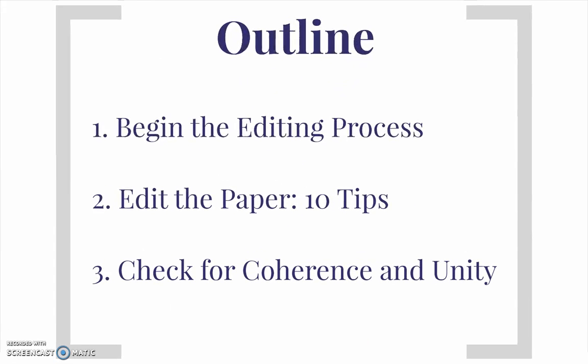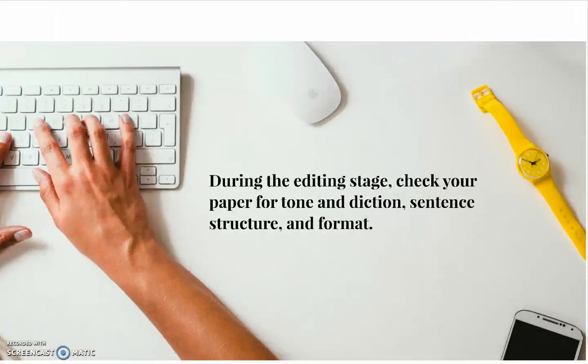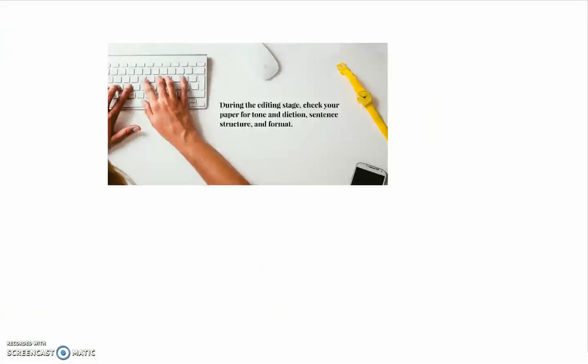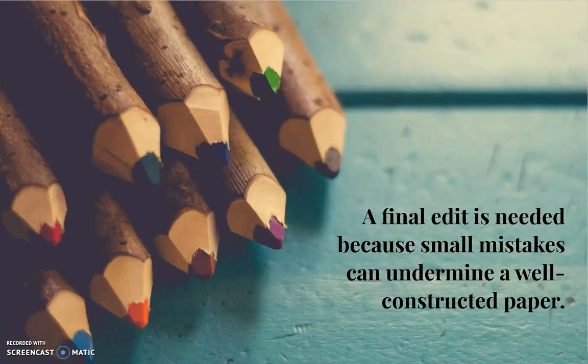This Prezi will focus on how to begin the editing process, 10 tips for editing a paper, and how to check for coherence and unity. During the editing stage, check your paper for tone and diction, sentence structure, and format. You may have spent some time on these issues in the revising stage, but a final edit is needed because even small mistakes can undermine a well-constructed paper.